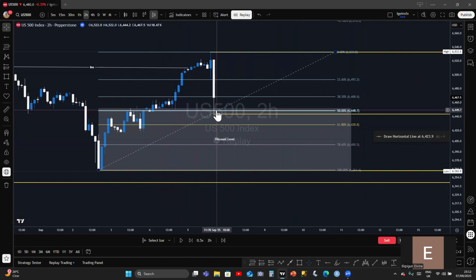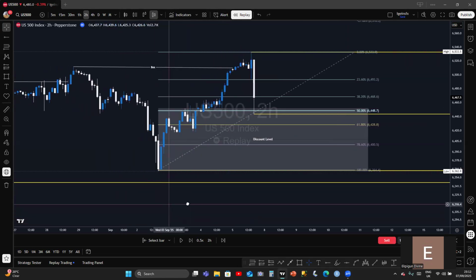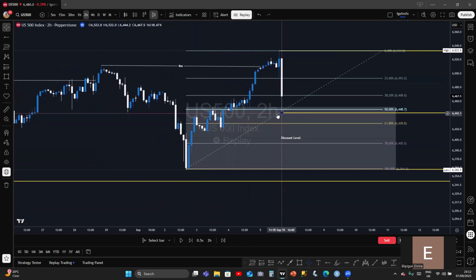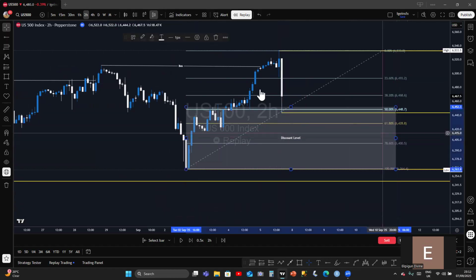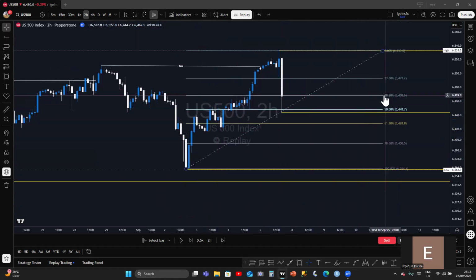Some people will set a buy limit order at 50%, waiting for price to get to this level. And once it gets there, it will tap. Once it touches the order, it will tap them in. The order will be activated, they will be in the trade. So at this point here, we now know, okay, this is our current support level, right?